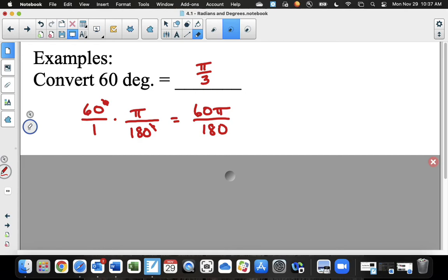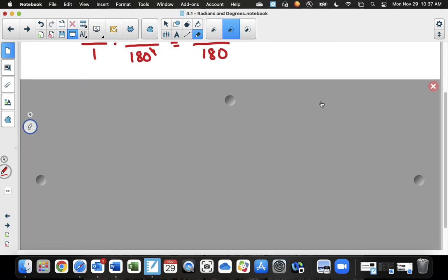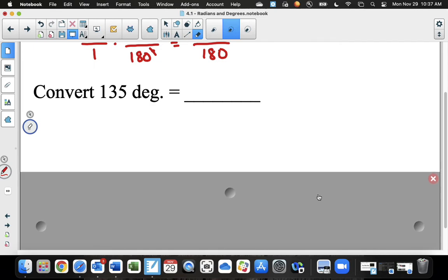Okay? And I know right now it's probably not making a ton of sense because it's hard to grasp the concept of a radian when you've never dealt with it before. Let's do another one. 135 degrees.